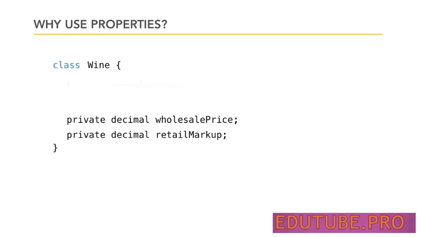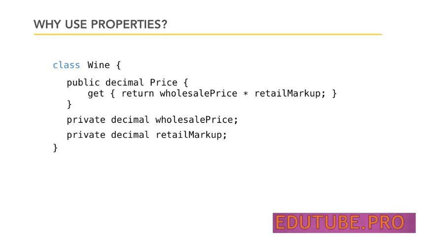So rather than having a public member variable, I could expose a public property. And you can see here I've only defined a get. There is no set here. And when the consumer of this wine object wants to know what the price of the wine is, you can see that the logic inside the getter is simply multiplying the wholesale price times whatever the retail markup is.